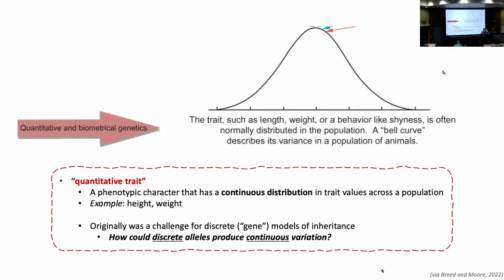Okay. So phylogeny, that's one way we can look at things. Another way, quantitative and biometrical genetics. And so quantitative genetics, we have to talk about quantitative traits. A quantitative trait is a trait that varies continuously.